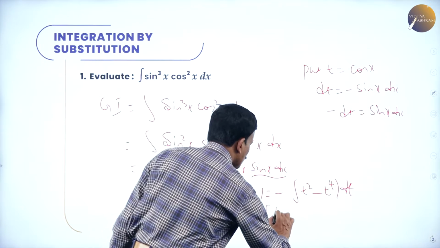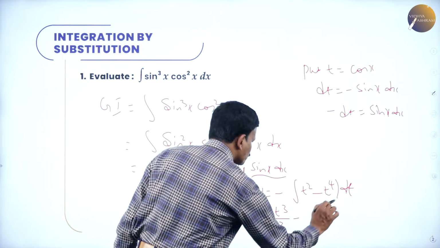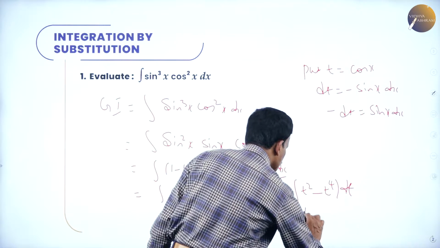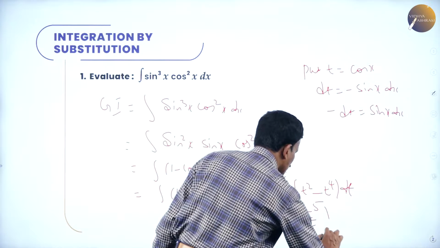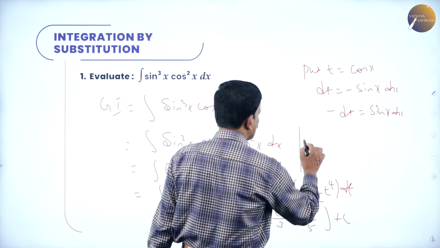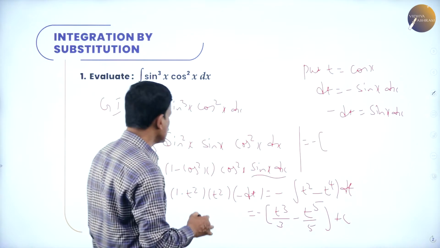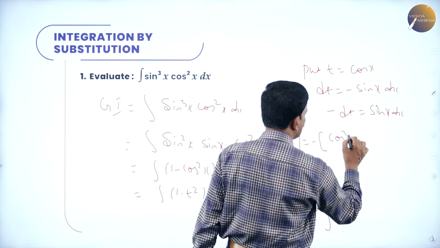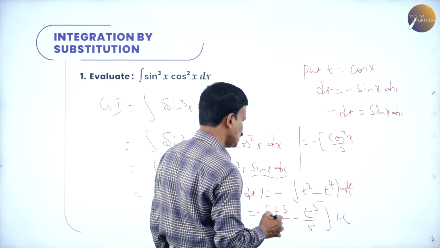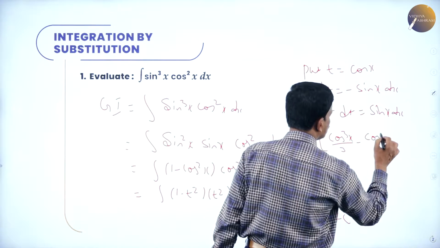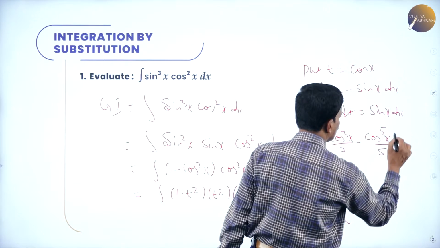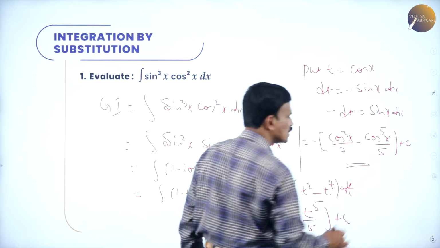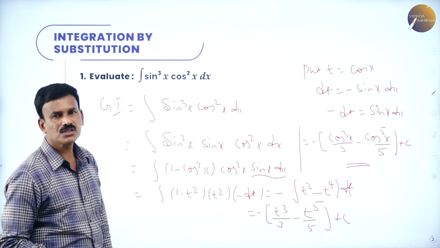Minus integral of t square is t cube by 3, minus integral of t to the power of 4 is t raised to 5 by 5, plus c. Substitute the value. What is the substitution you have taken? t is cos x. So t cube is cos cube x by 3 minus cos to the power of 5 x divided by 5 plus c, with the negative sign, is the integrated answer. This is how we are going to solve.